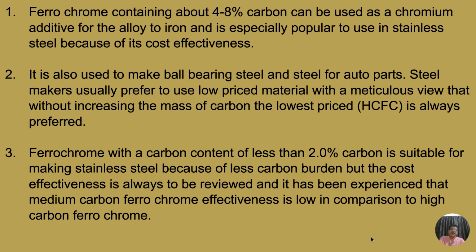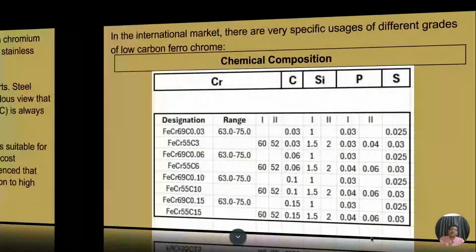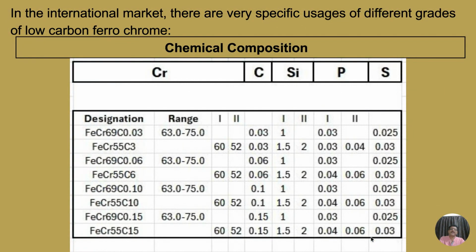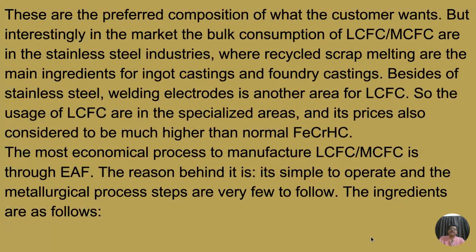Ferrochrome with a carbon content of less than 2% is suitable for making stainless steel because of less carbon burden, but the cost effectiveness is always to be reviewed, and it has been experienced that medium carbon ferrochrome effectiveness is low in comparison to high carbon ferrochrome. In the international market, there are very specific usages of different grades of low carbon ferrochrome. This table is self-explanatory. These are the preferred compositions of what the customer wants.